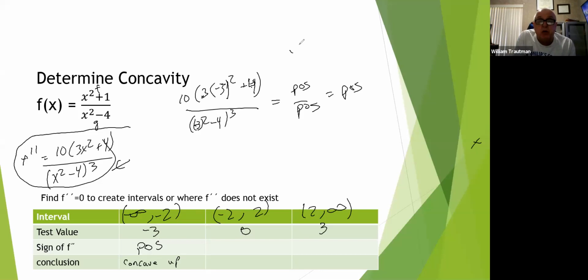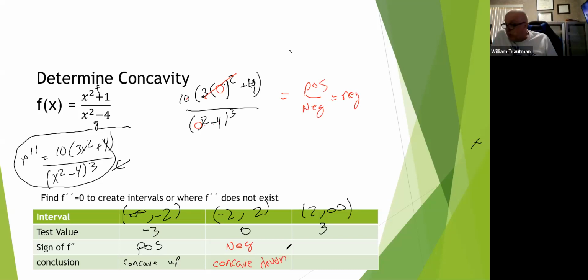Next, I'm going to plug 0 in there. When I plug 0 in, that turns to 0. 10 times 4 is positive. 0 squared minus 4, to the 3rd power, is -64. It's negative. Positive divided by a negative is negative. So I know I get a negative answer here, which is concave down. We don't even care what the number is. We just know at that point it's concave down.